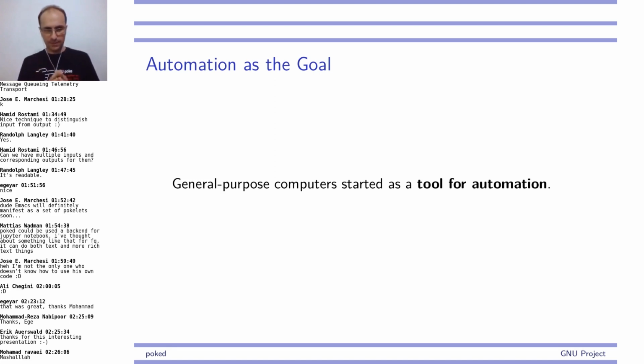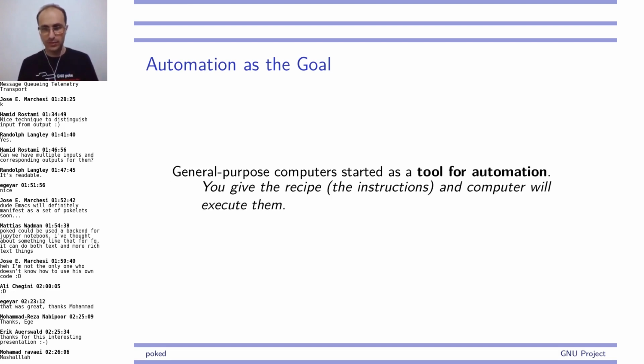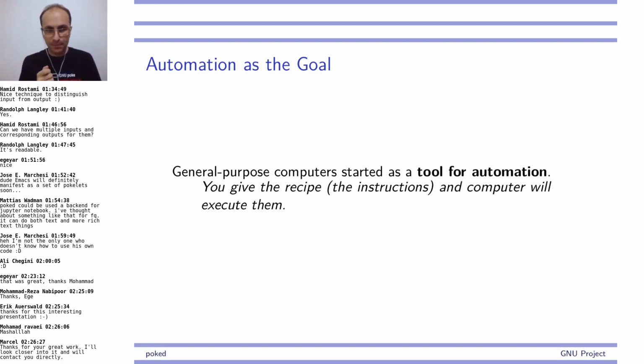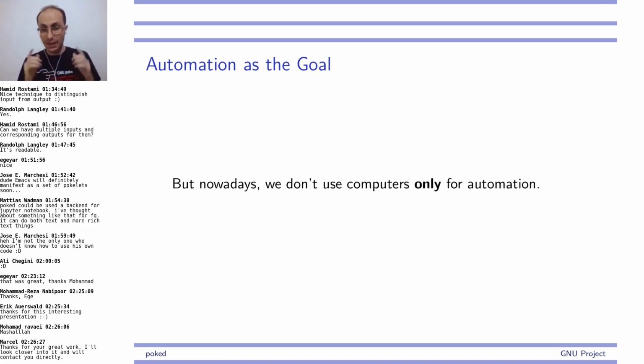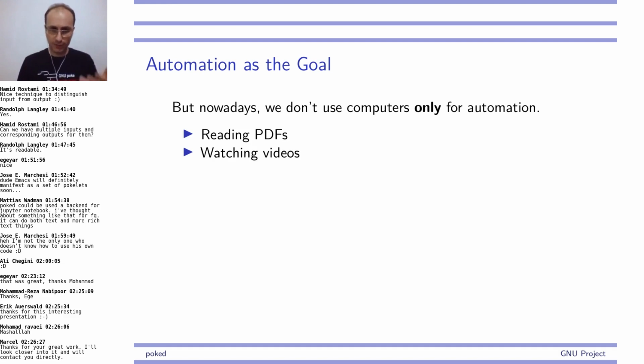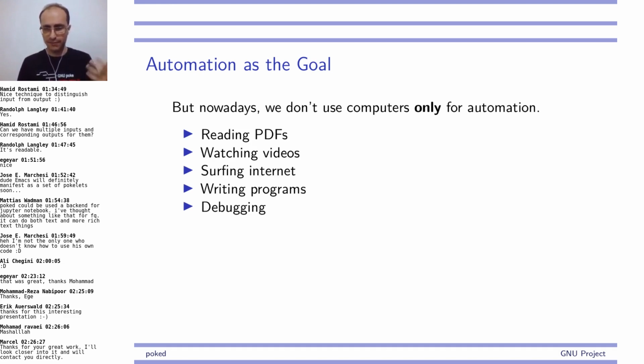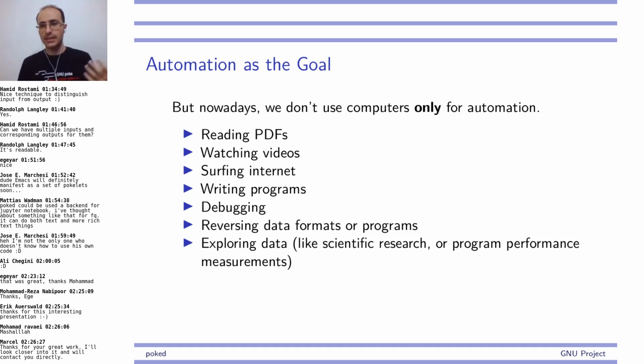So many years ago, computers started as a tool for automation. There were people doing the work, but then they started saying we need machines for that. So you give the recipe, the instructions, and the computer will execute them. That was the idea when we got computers. But nowadays we don't use computers only for automation. We have a lot of other stuff, like creating PDFs, watching videos, surfing the web, writing programs, debugging, reversing data formats of programs, exploring it like scientific research.